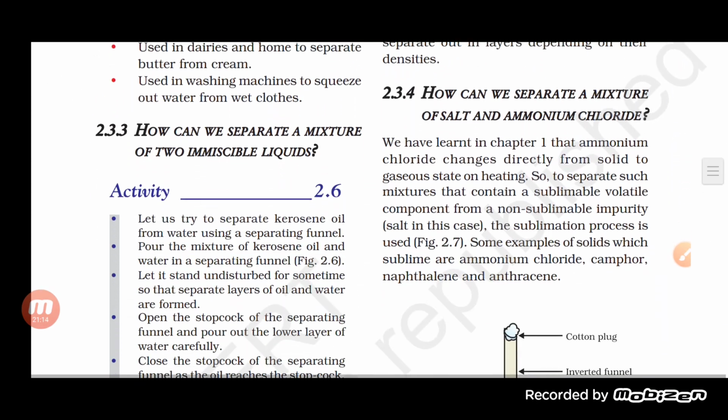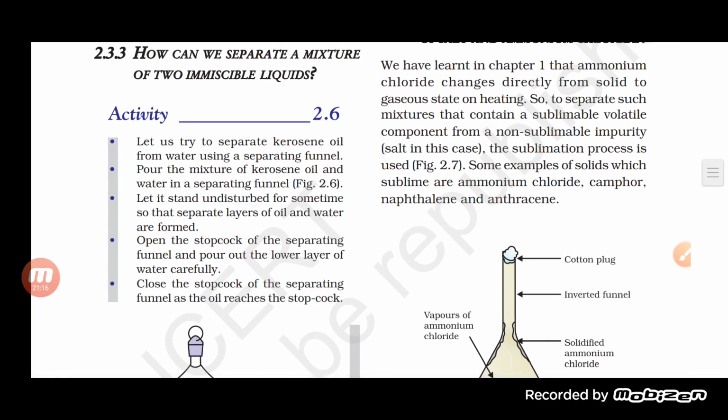So how can we use the separating funnel, students? Basically, we must know the meaning of immiscible liquids. Immiscible liquids are those which do not mix with each other, like oil and water. Suppose you have been given a mixture consisting of oil and water and you are asked to separate them from each other. How can you separate it? With the help of the separating funnel.